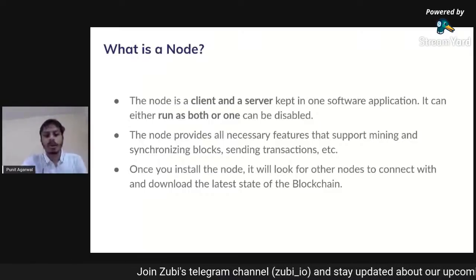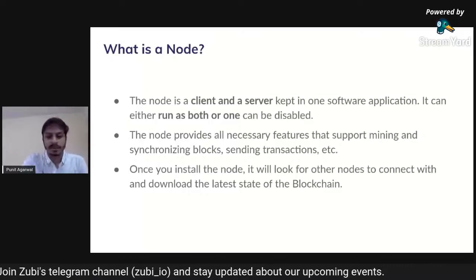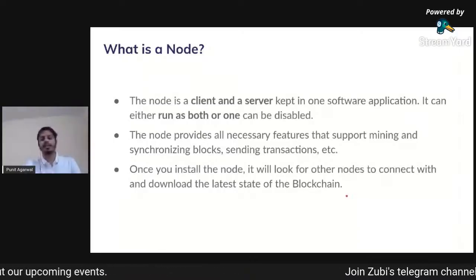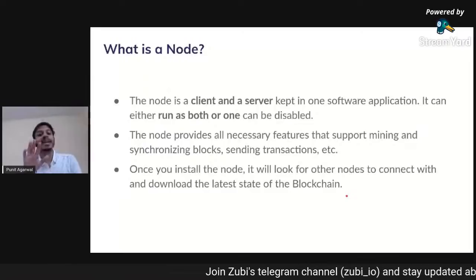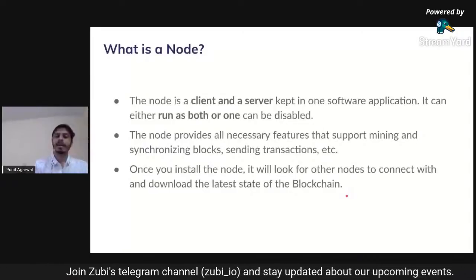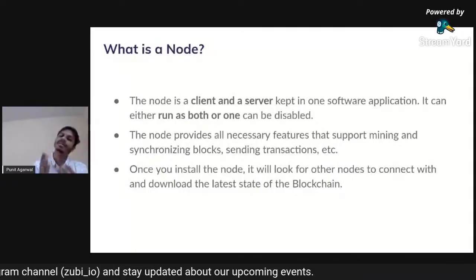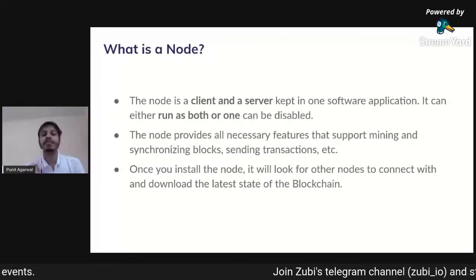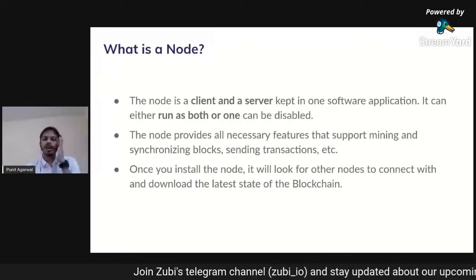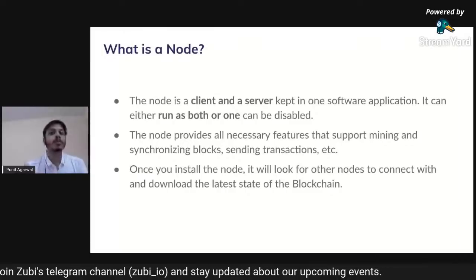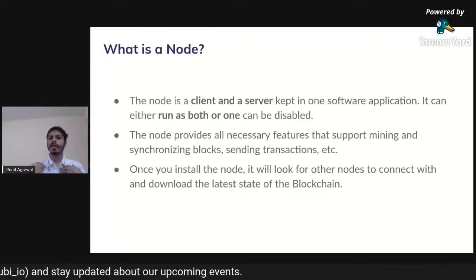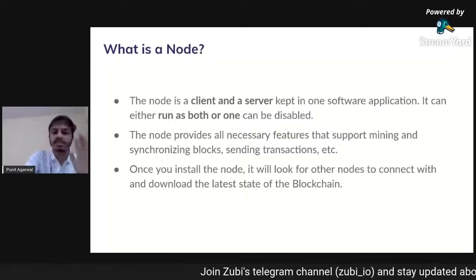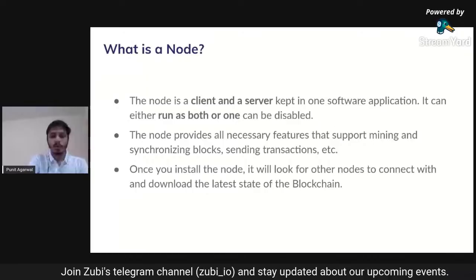Getting it? So once you install the node, it will look for other nodes to connect and download the latest state of the blockchain. By downloading the latest state of the blockchain, I keep myself updated. Otherwise, the records I will have are a previous record, not an updated record. So without updated records, I cannot claim that what I'm doing is correct. For me to be able to verify the transactions, I need to be always updated. Getting this point? So this is exactly what a node is. So let's just take it ahead.